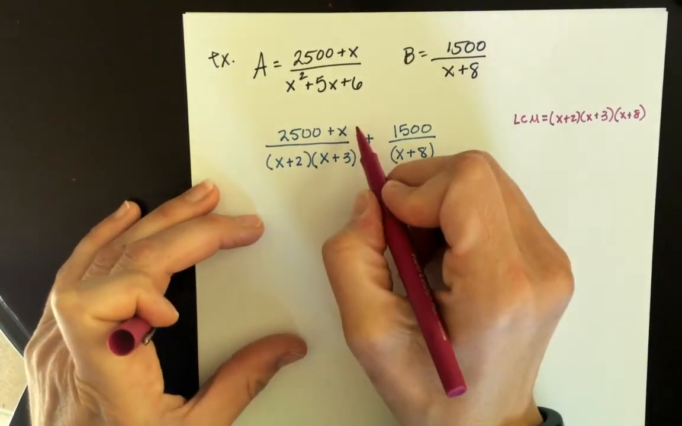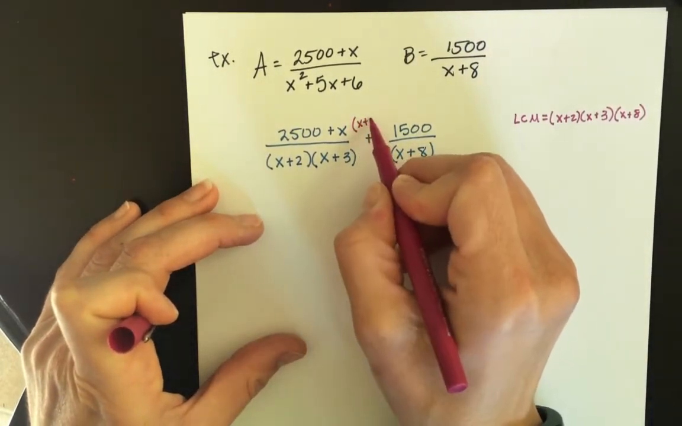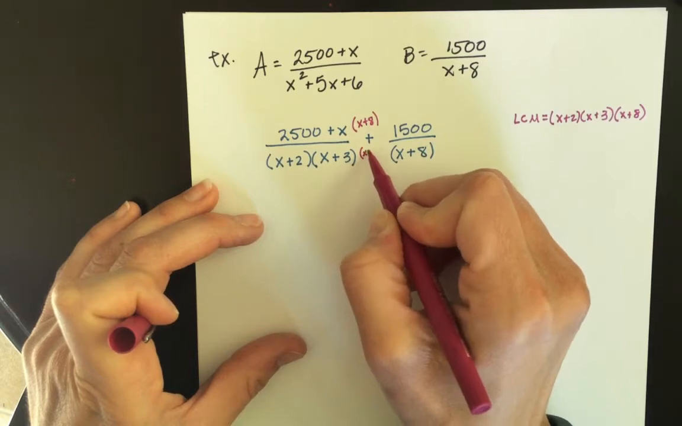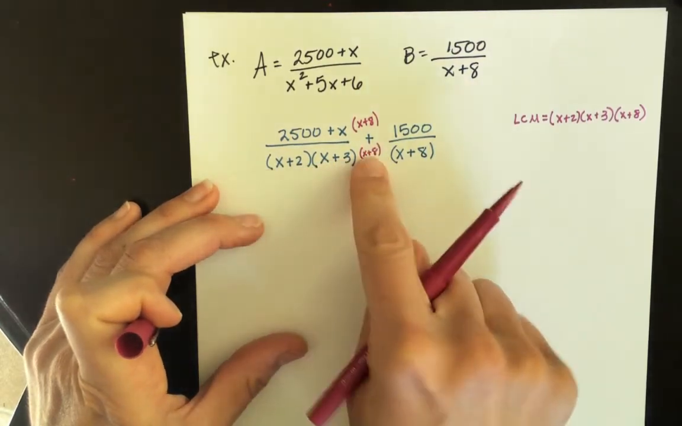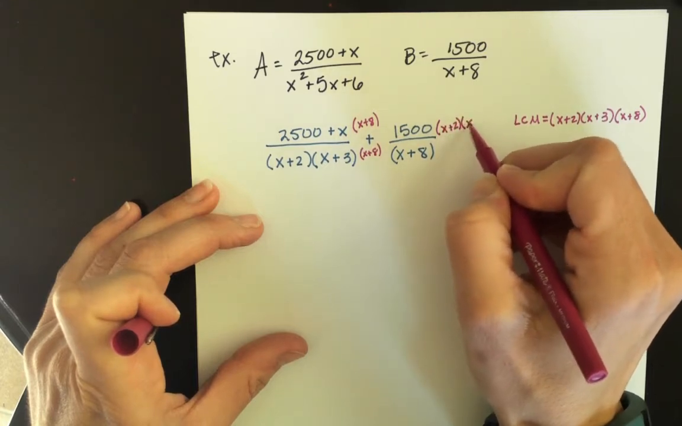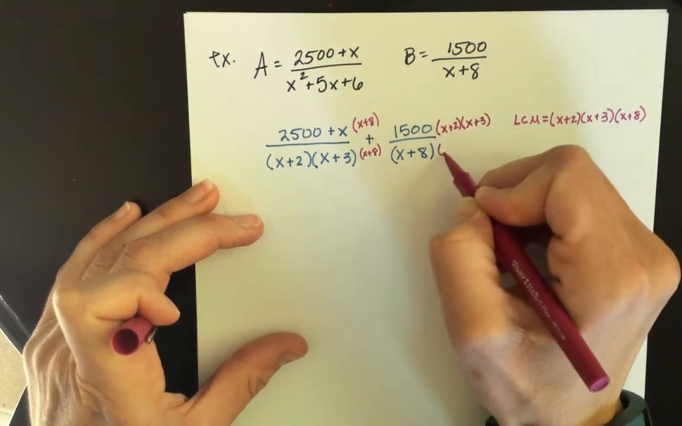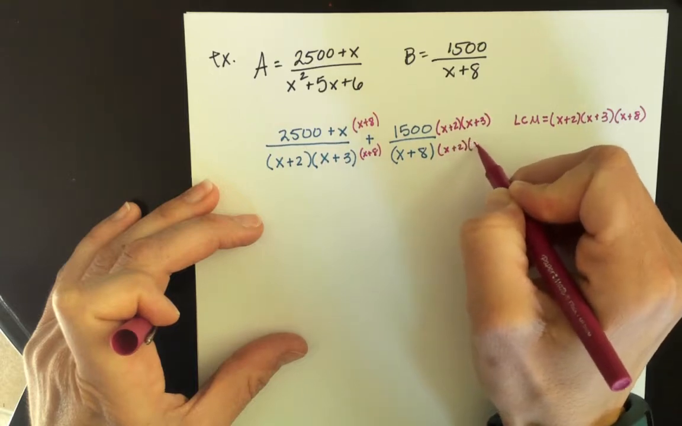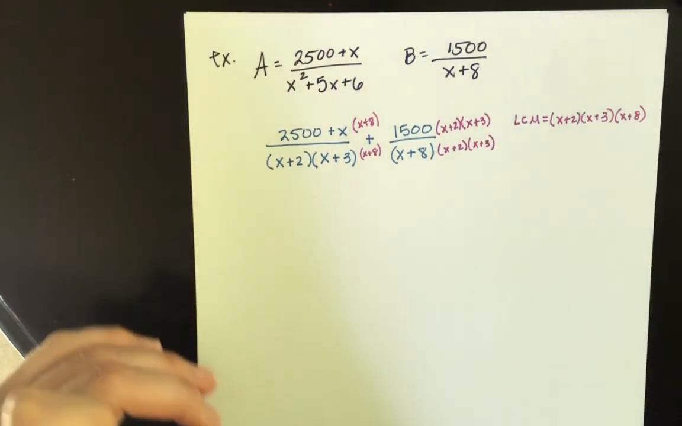So in this one, I'm going to have to multiply by an x plus 8, top and bottom, so that I get all three of them. And then in this one, I'm going to have to multiply by both in order to get all three of them to appear.